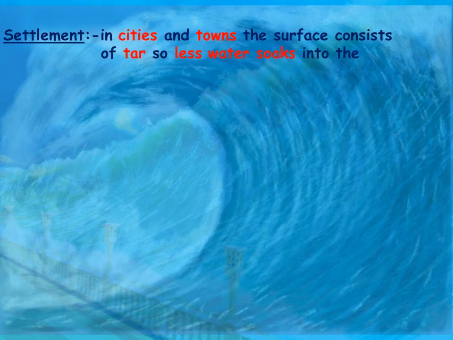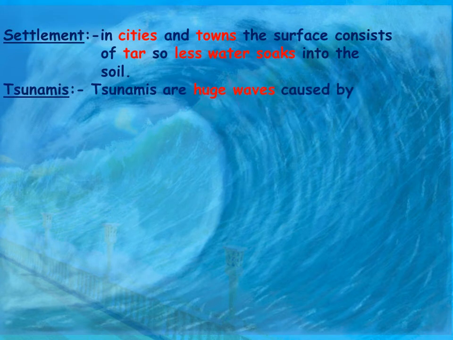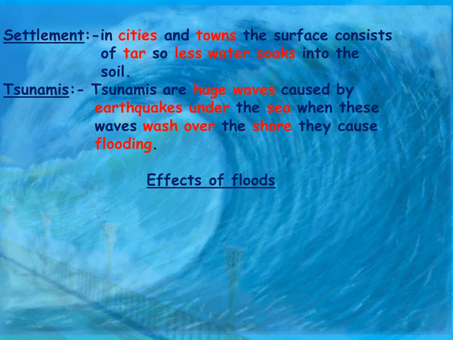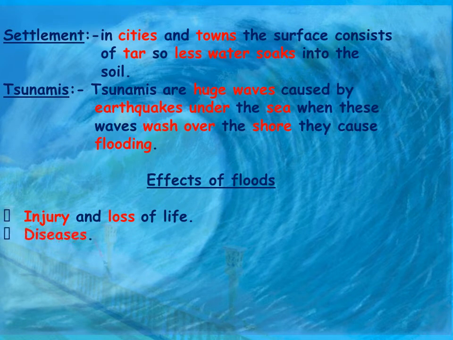Settlement. In cities and towns, the surface consists of tar, so less water soaks into the soil. Tsunamis. Tsunamis are huge waves caused by earthquakes under the sea. When these waves wash over the shore, they cause flooding.